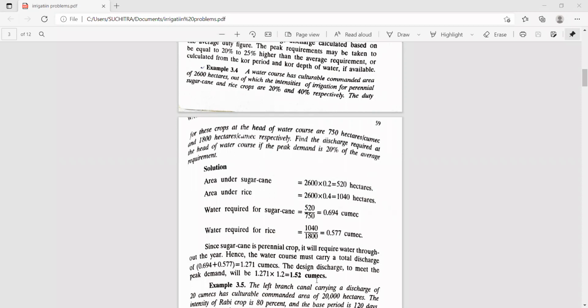So 20% of the average discharge. So this is the average discharge. So it should be more than 20%. That is, here he has taken it as only 12%. So that is about 1.52 cubics.